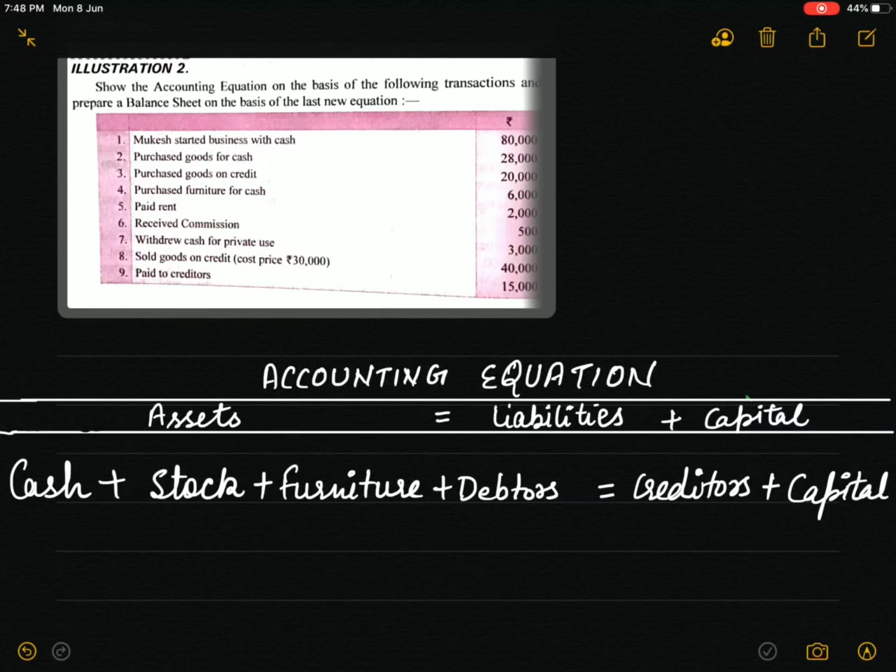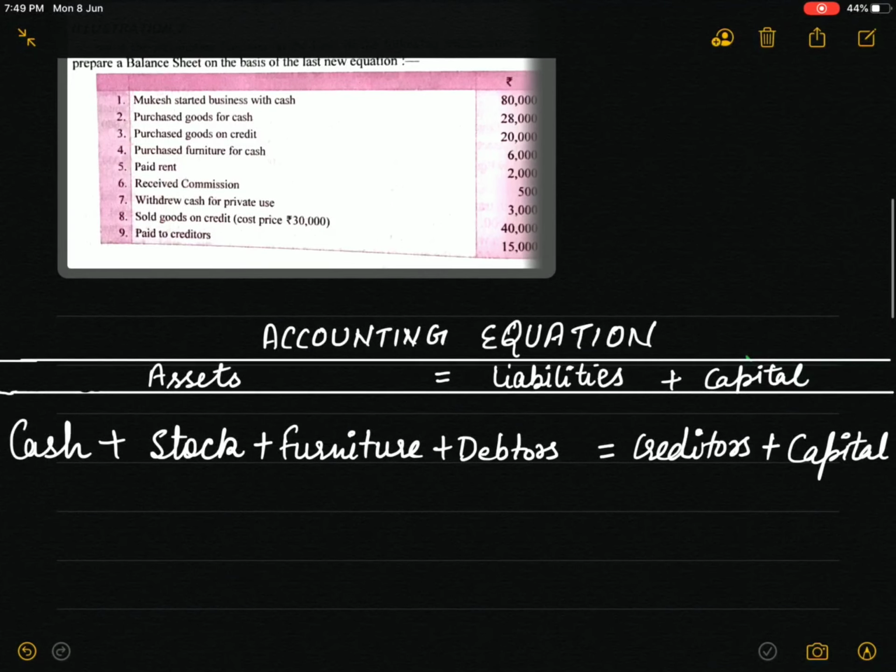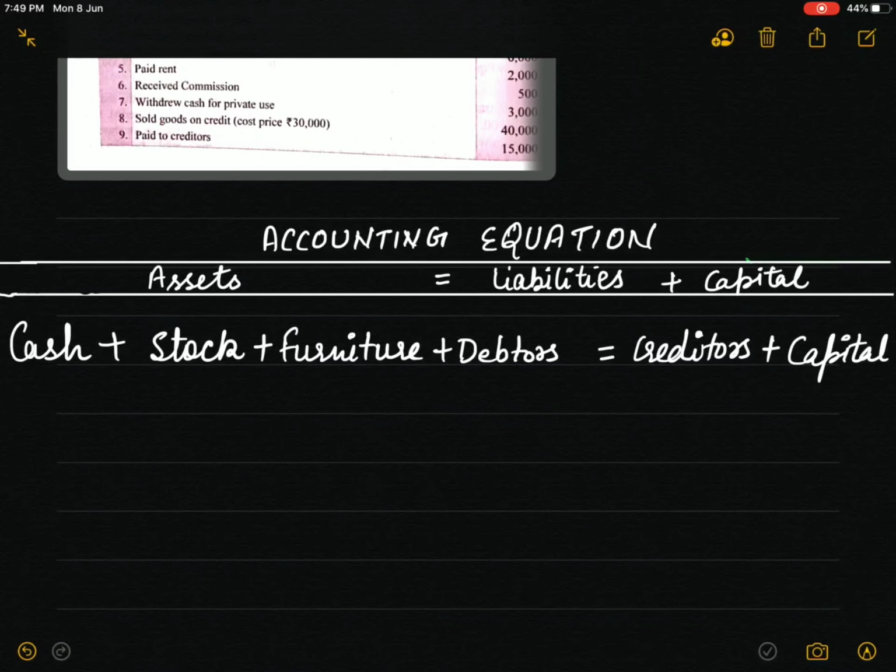So let's start the transaction 1. Transaction 1 is Mukesh started business with cash rupees 80,000. Now what is happening in this transaction? You have to analyze that two accounts are affected, the cash account and the capital account, because Mukesh is starting the business by introducing cash. Cash is coming into the business, and in accounting terms it becomes capital, right? So how can you write it? 80,000, the cash is coming into the business, write 80,000 under cash.